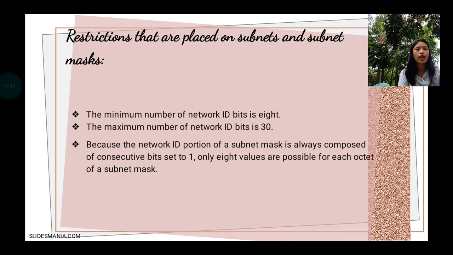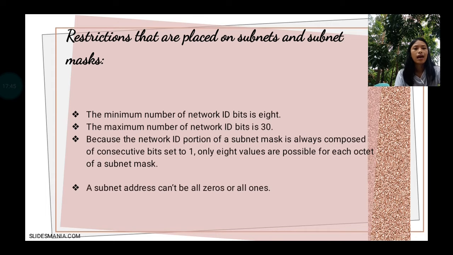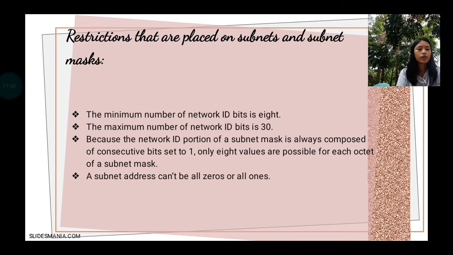Next, because the network ID portion of a subnet mask is always composed of consecutive bits set to 1, only 8 values are possible for each octet of a subnet mask, such as 0, 128, 192, 224, 240, 248, 252, 254, and 255. So a subnet address can't be all zeros or all ones.